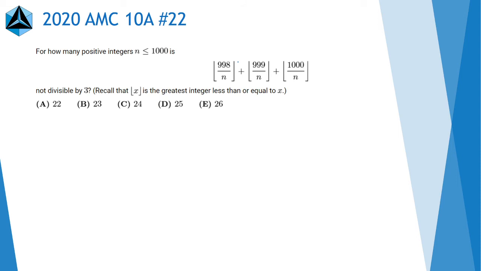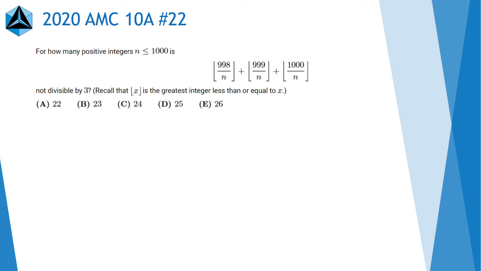This seems a bit intimidating because you have 3 floors, and usually, if you were me, I would be scared of just 1 floor. But there's 3 floors in this problem. But we kind of want to break it down here. So let's see when it's divisible by 3 and when it's not divisible by 3.